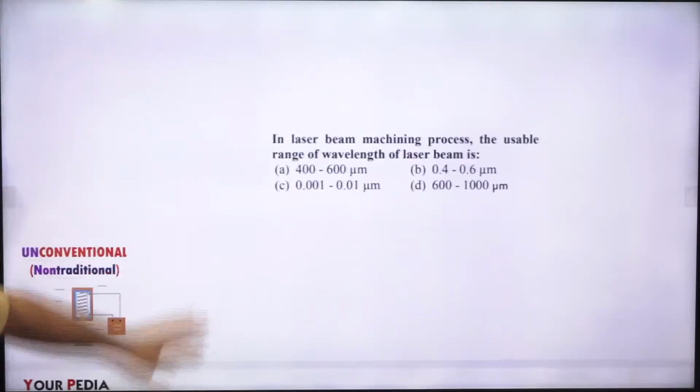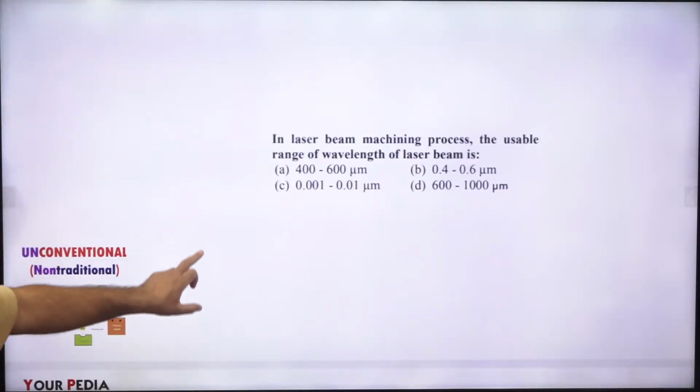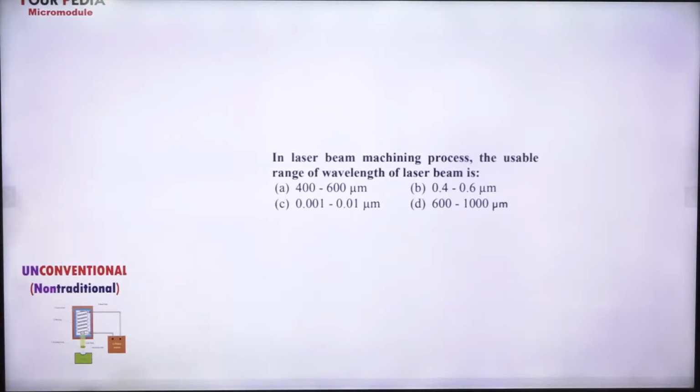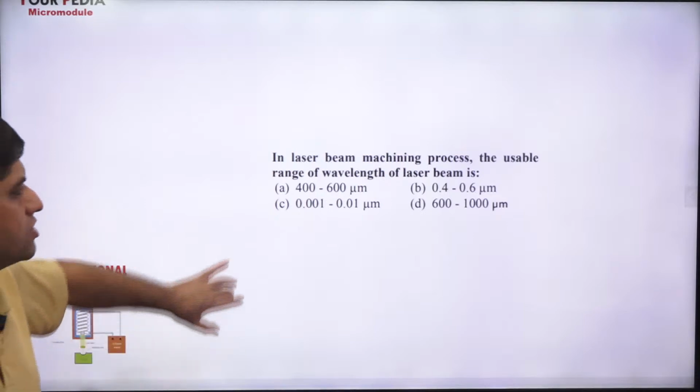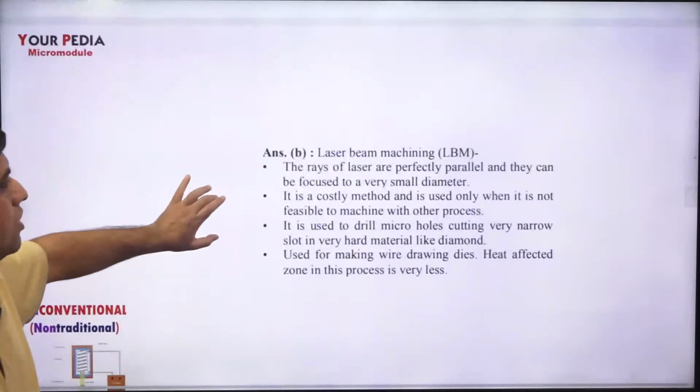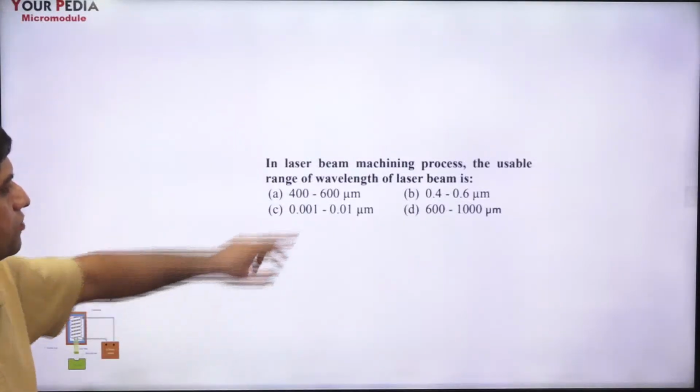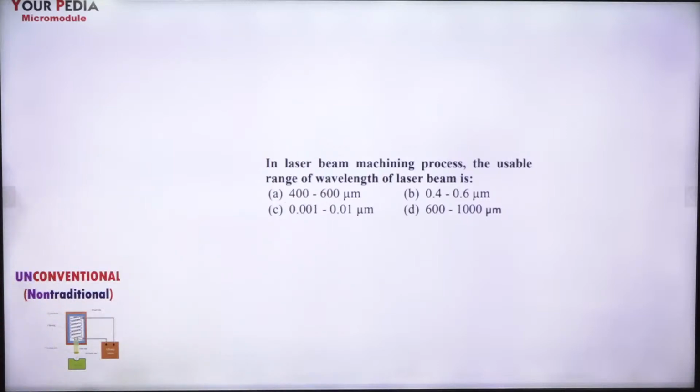Okay, go for the next question now. What is the wavelength of a laser beam? What are lasers? Ruby laser, carbon dioxide laser. These are a couple of lasers. So what do you think is the wavelength of the laser beam? The answer for this is 0.4 to 0.6 micrometer.